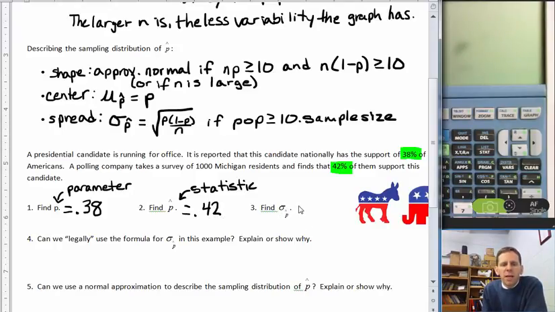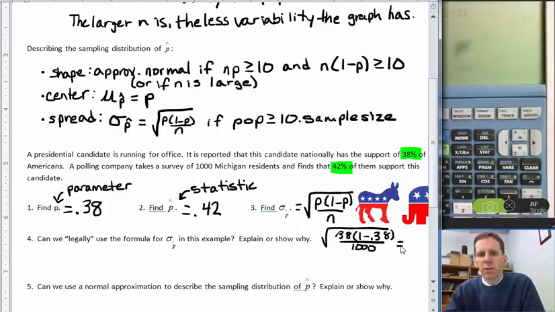To calculate sigma sub p hat, we're going to use our formula that we addressed in our spread description, which is the square root of p times 1 minus p over n. In this problem, we're using p, which is 0.38, and we're going to calculate 0.38 times 1 minus that, which is 0.62, all divided by n, which is 1,000.